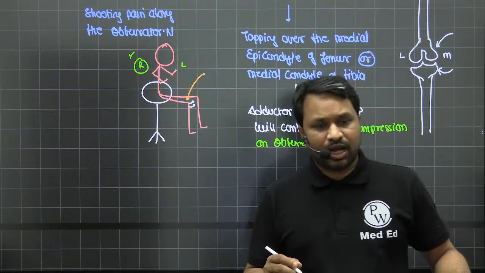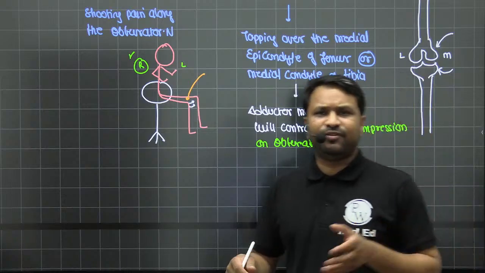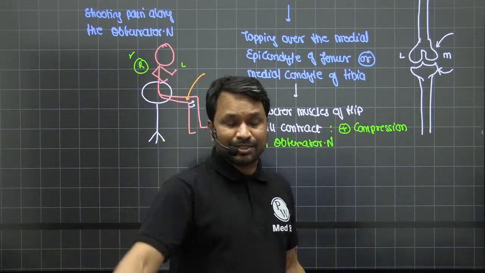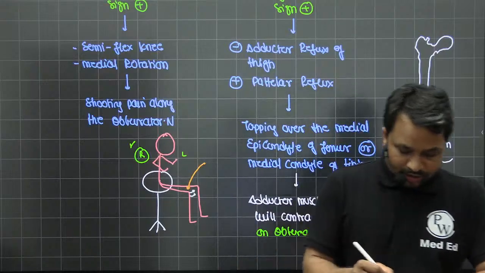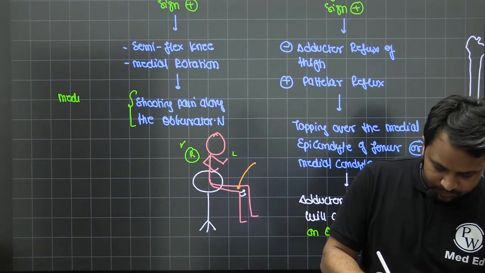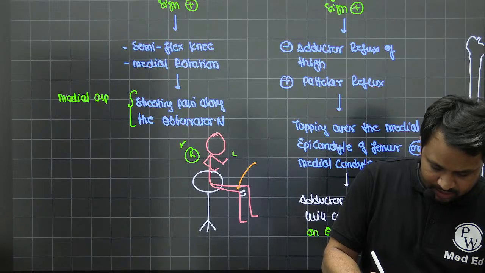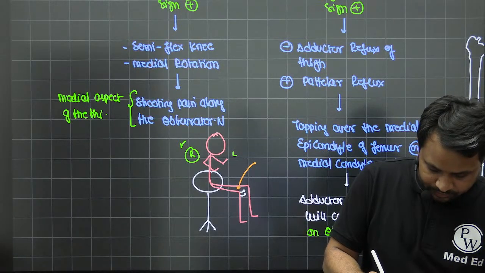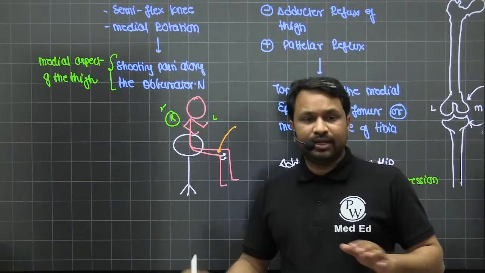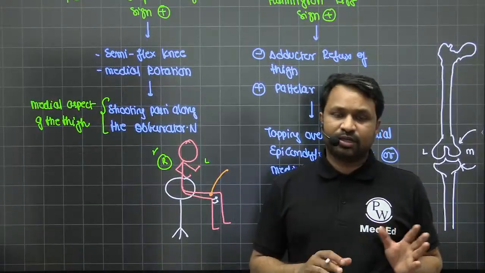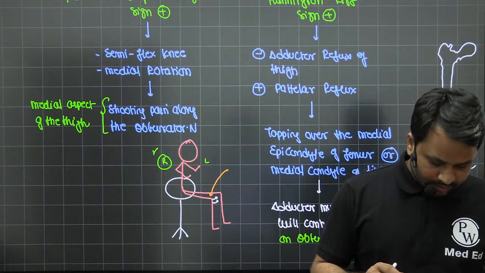So two things: the Howship-Romberg sign, where you have a semi-flexed knee and medial rotation causes pain along the obturator nerve, which is on the medial aspect of the thigh. So this pain along the obturator nerve is usually on the medial aspect of the thigh, right? And then the Hannington-Kiff sign. So two things that you're going to see here: one is the Hannington-Kiff sign, another is the Howship-Romberg sign, right?